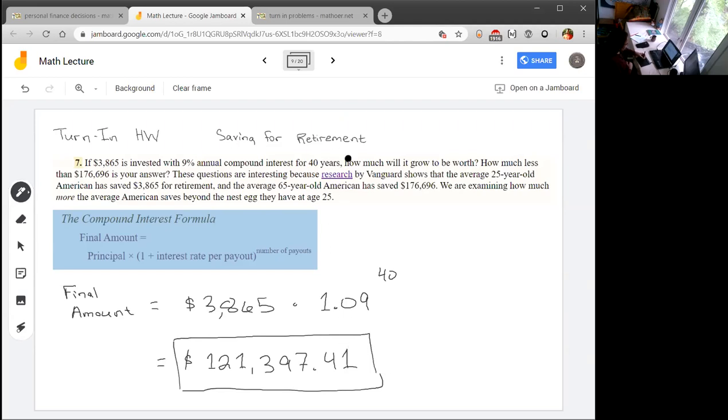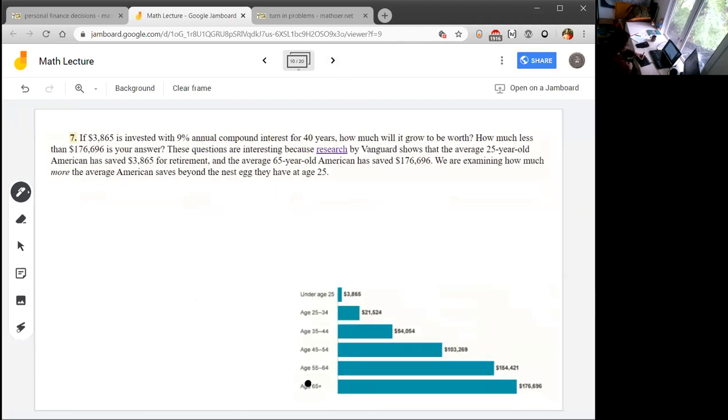Vanguard also found out that when somebody gets to be 65, the average American has $176,696 saved up. That's a lot less than the 400,000 we talked about. That's sort of the typical American goal.